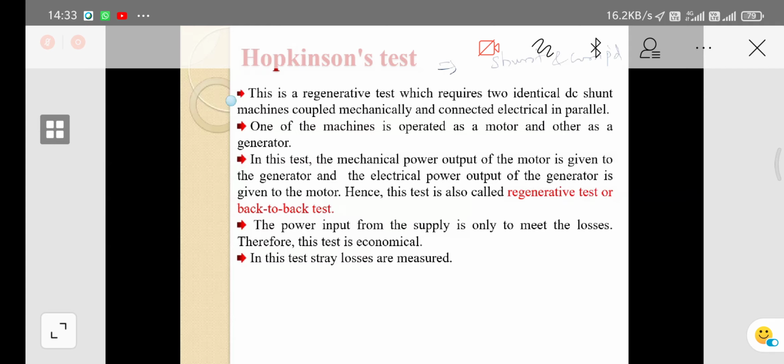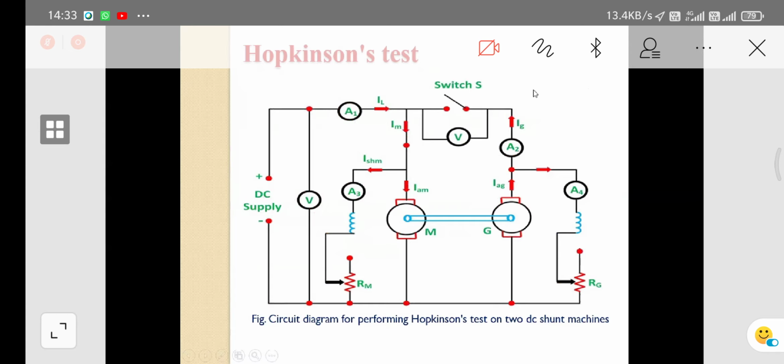This is a regenerative test which requires two identical DC shunt machines, coupled mechanically and connected electrically in parallel. You can see, this is one machine and this is the other machine. Machine 1 and machine 2 are the two shunt machines.